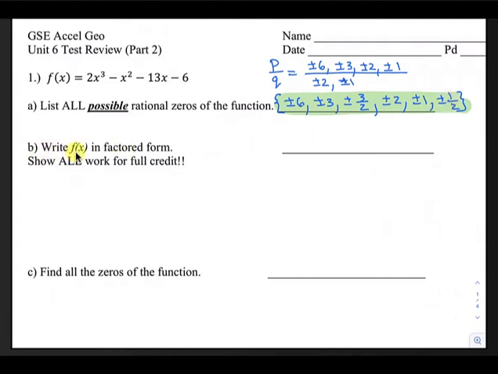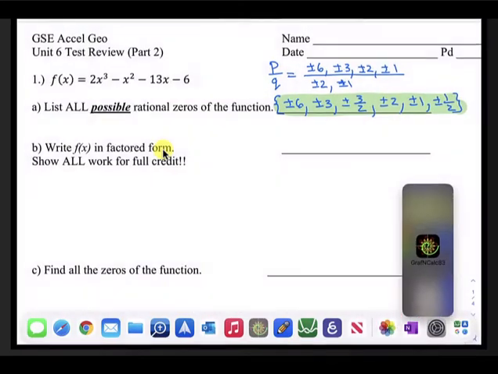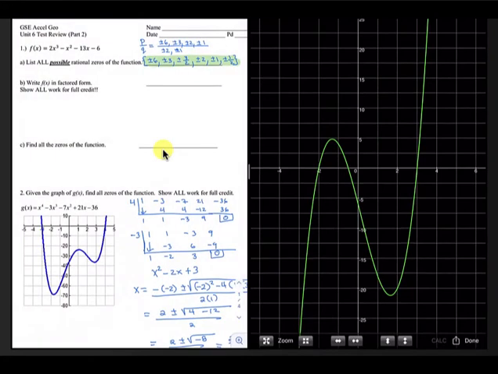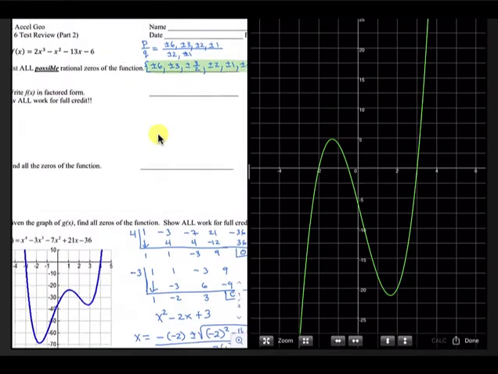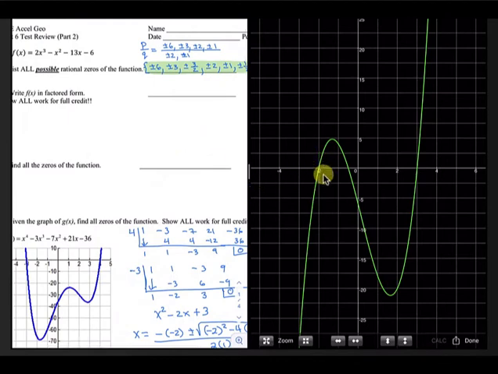Now part B says write f of x in factored form. Well, to write in factored form, we need to look at the zeros. So let's find the zeros using our calculator. Here I've graphed the function. You can see the picture of the graph on the right, and you can see that it crosses the x-axis at -2 and also at +3. It also crosses the x-axis somewhere between 0 and -1, but we're not sure exactly where that is.